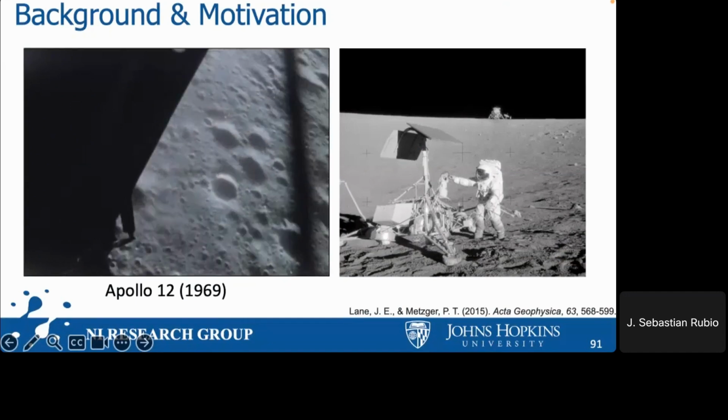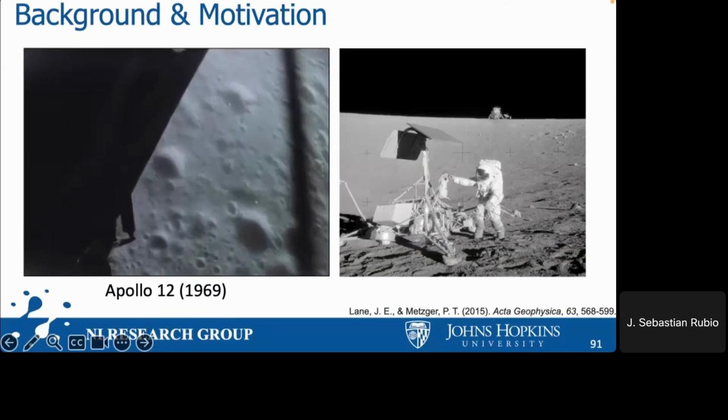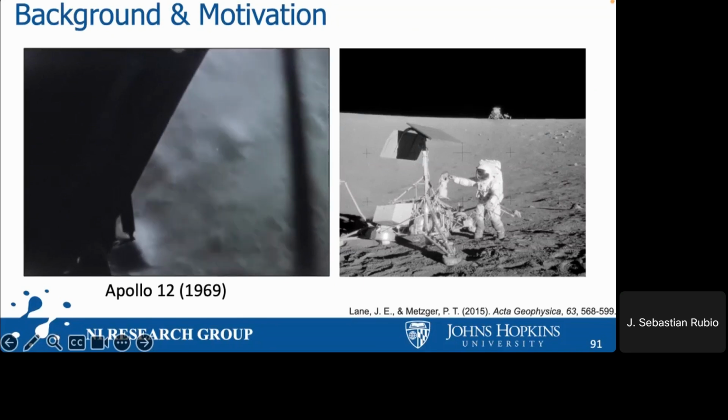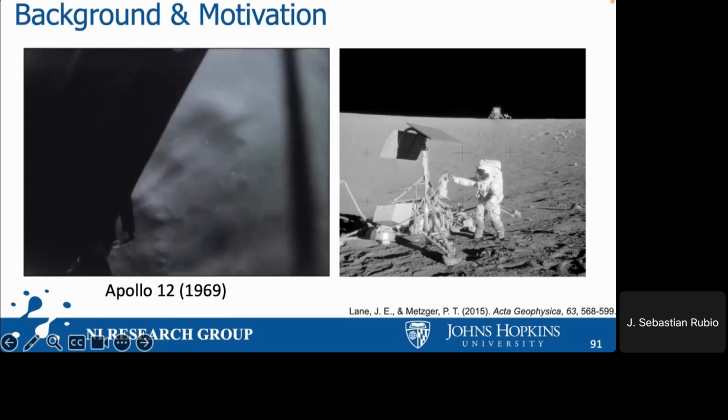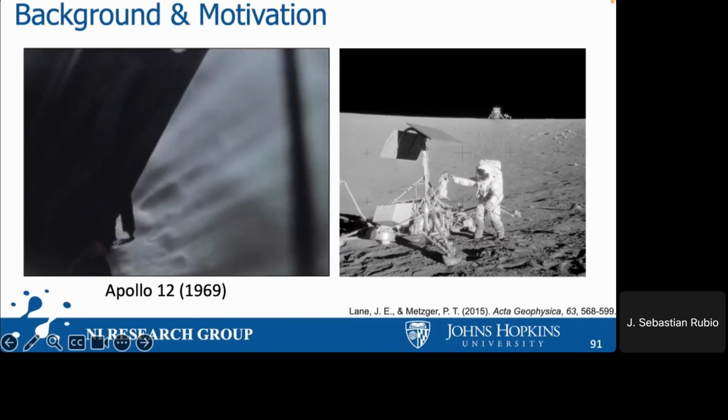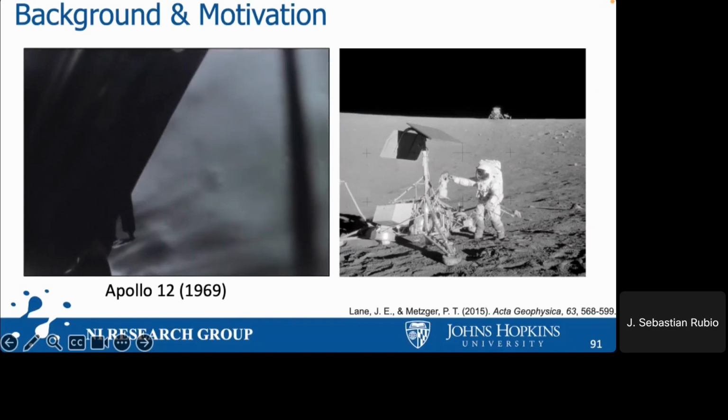So here you have the Apollo 12 lunar lander approaching the lunar surface. You can see that particles are starting to be picked up due to the haziness. And then at some point, as the spacecraft gets closer to the lunar surface, you start to see this ejecta streaking phenomenon that many people have talked about.